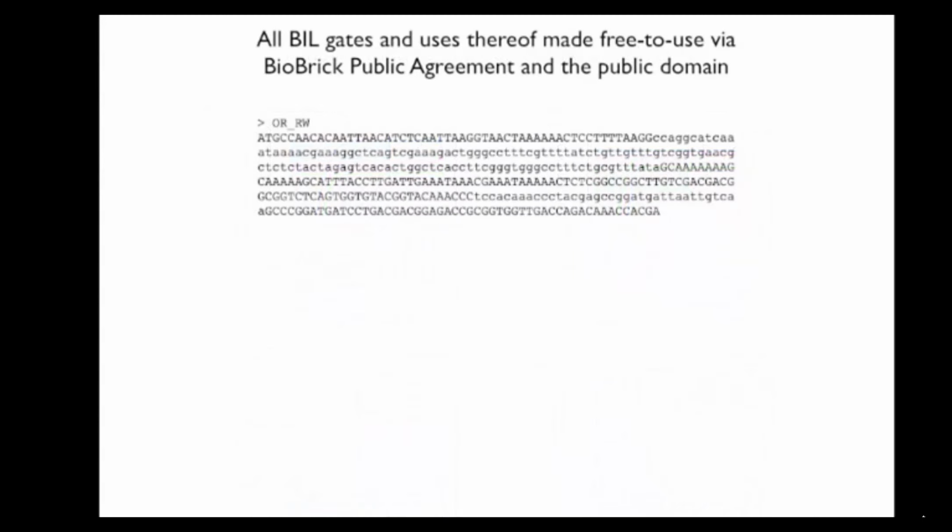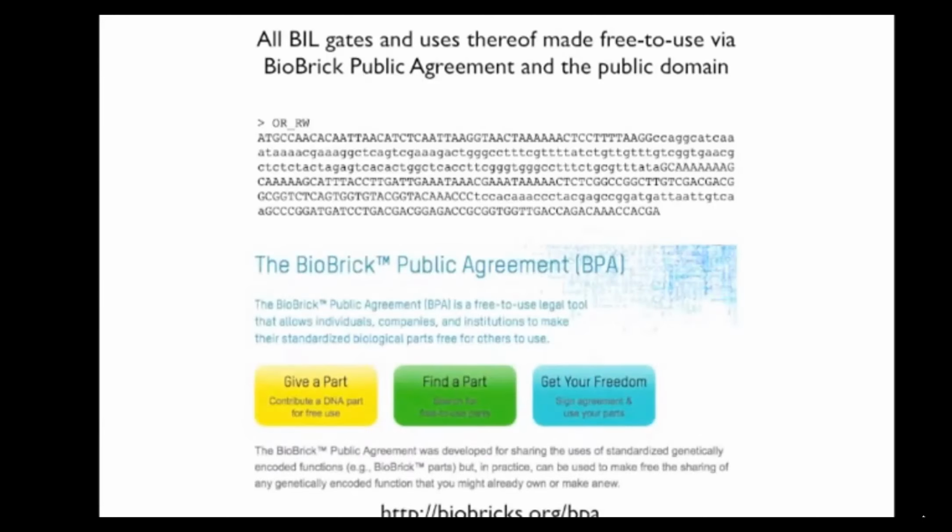One last thing about this project, which we feel is pretty important: these BIL gates and all the uses thereof that we've been able to imagine. We have permanent gates, rewritable gates, and so on. We've decided to contribute these to the public domain using the BioBrick public agreement. And so if you want to see that we actually did that, if you want to find other parts that might be free to use when you go to program in DNA, if you want to eventually give some parts back, that'd be really great. Check it out. Go to this website and see what might be cool.